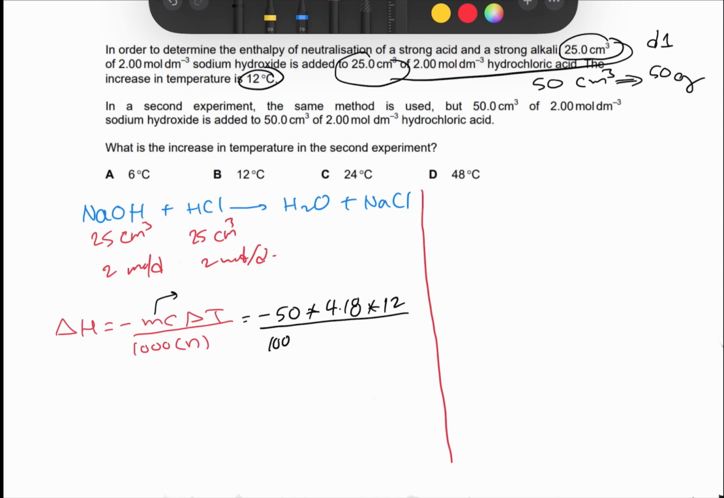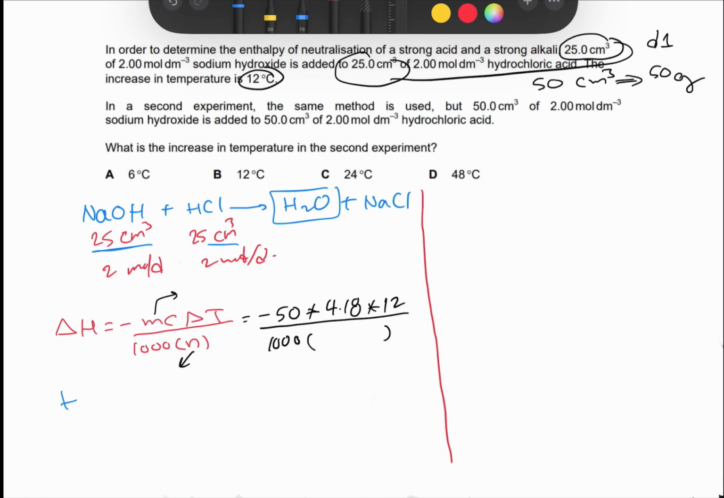And we divide it over 1000 in order to change it to kilojoules, and then we have to divide this over moles. But what do those moles represent? They represent the number of moles of water because we're dealing with a neutralization. And since you have the same number of moles of HCl and NaOH, there is no need to determine the limiting reactant.